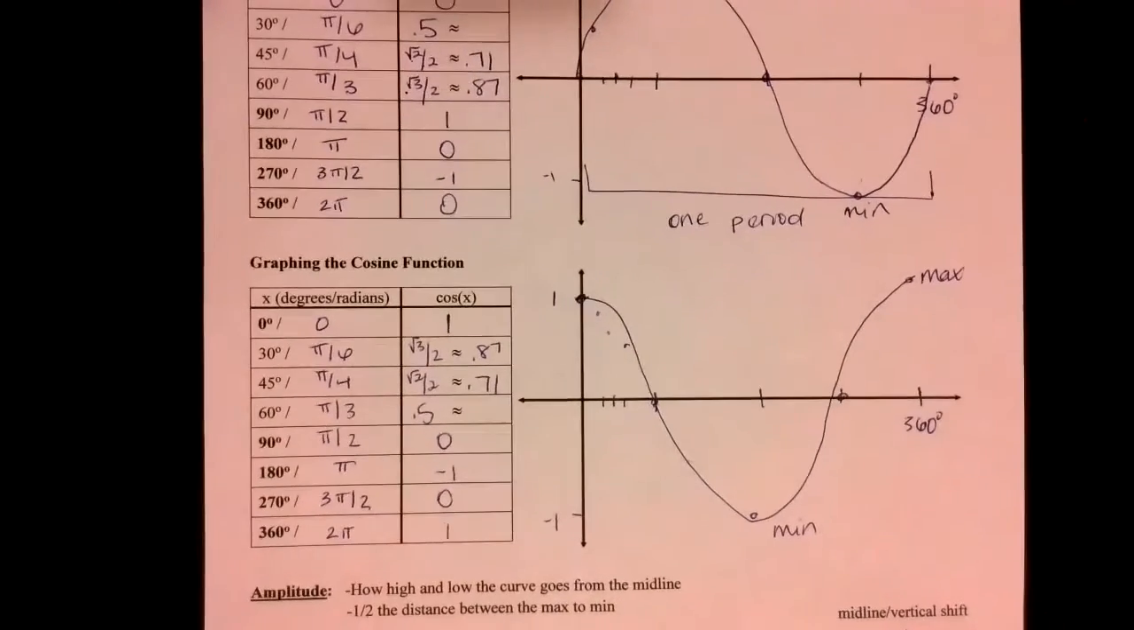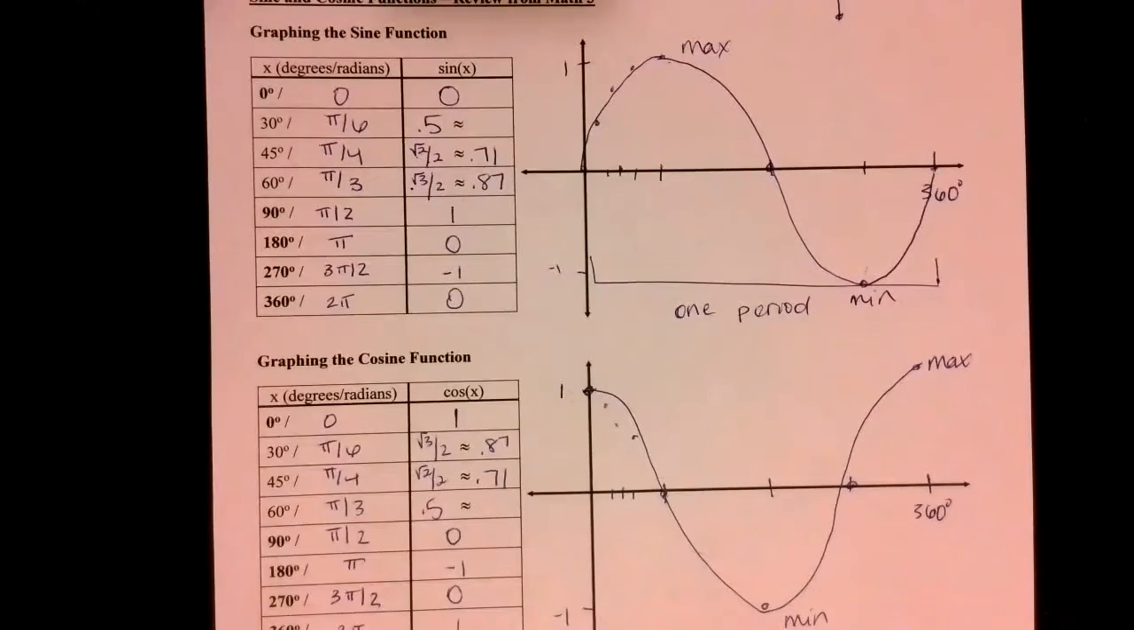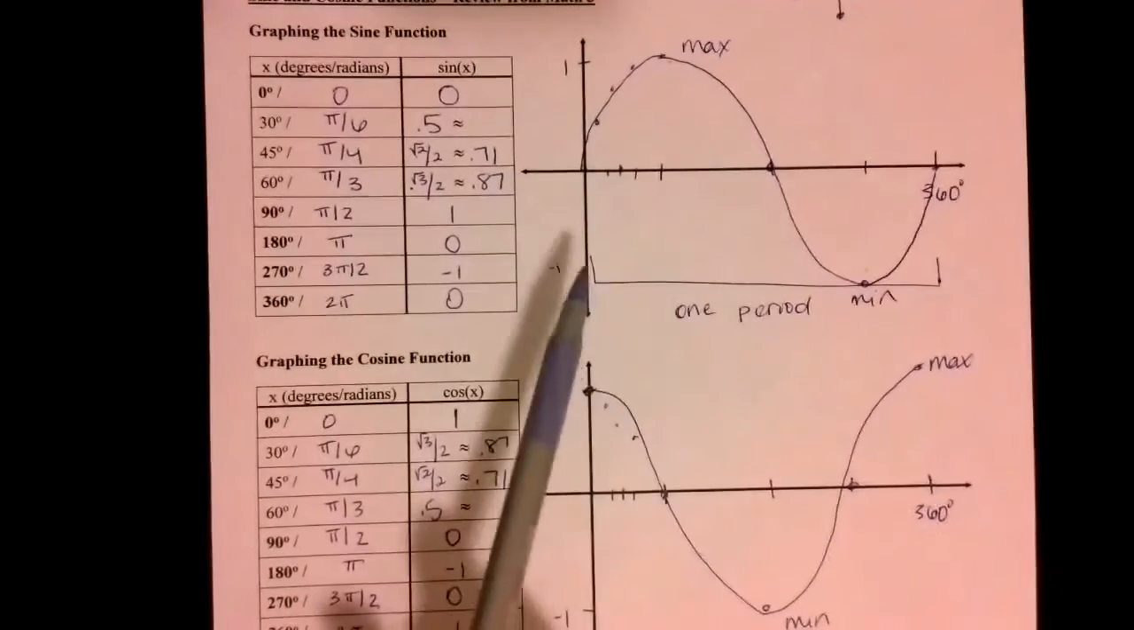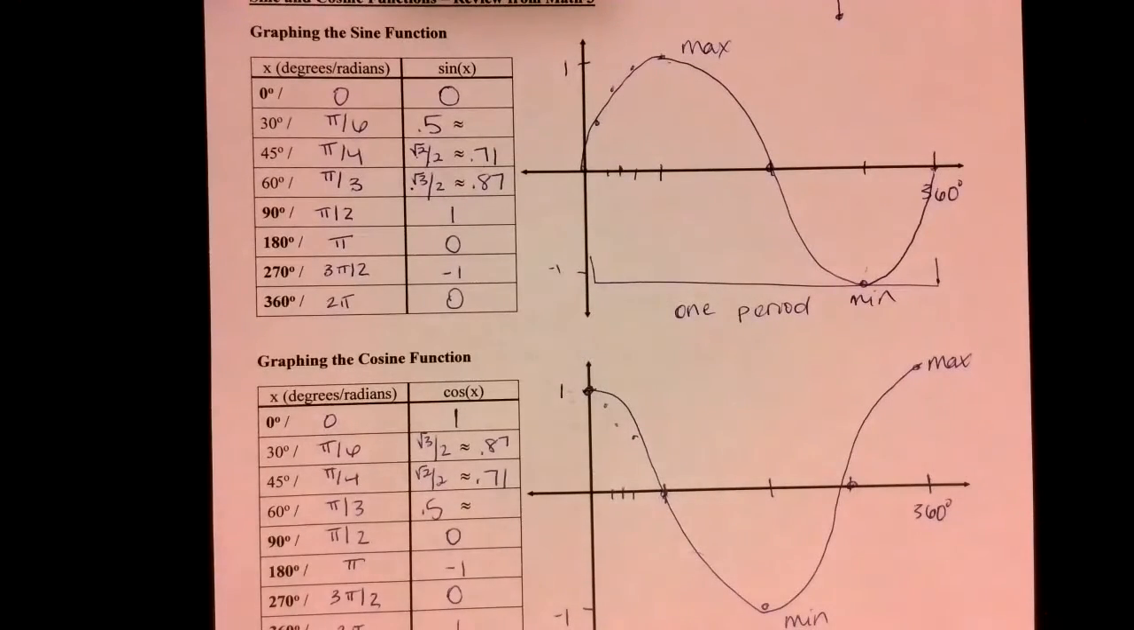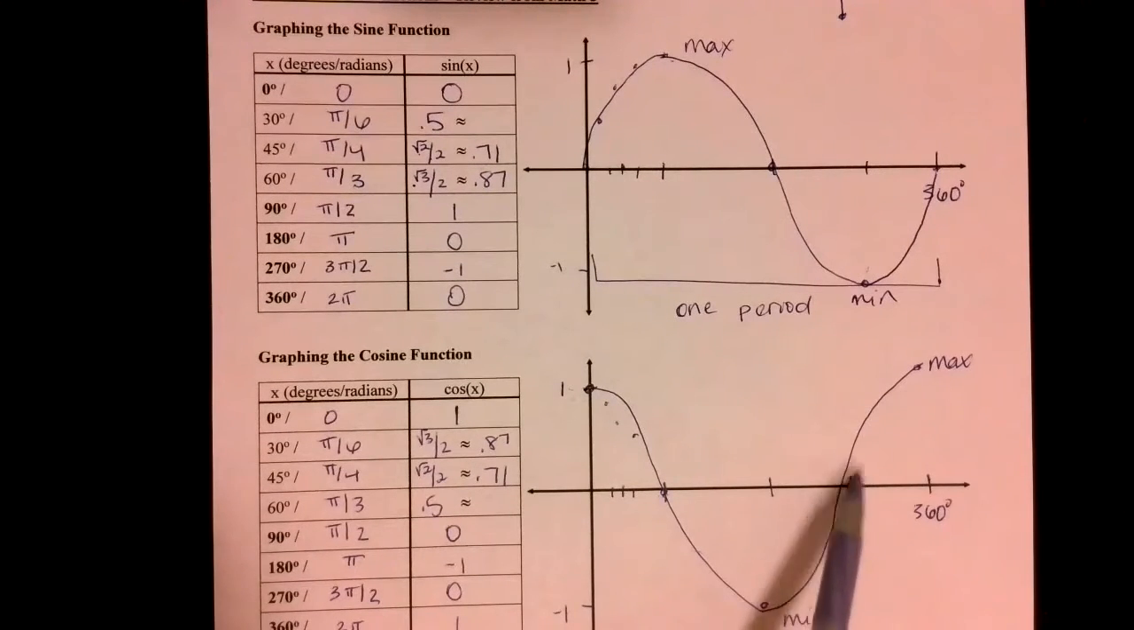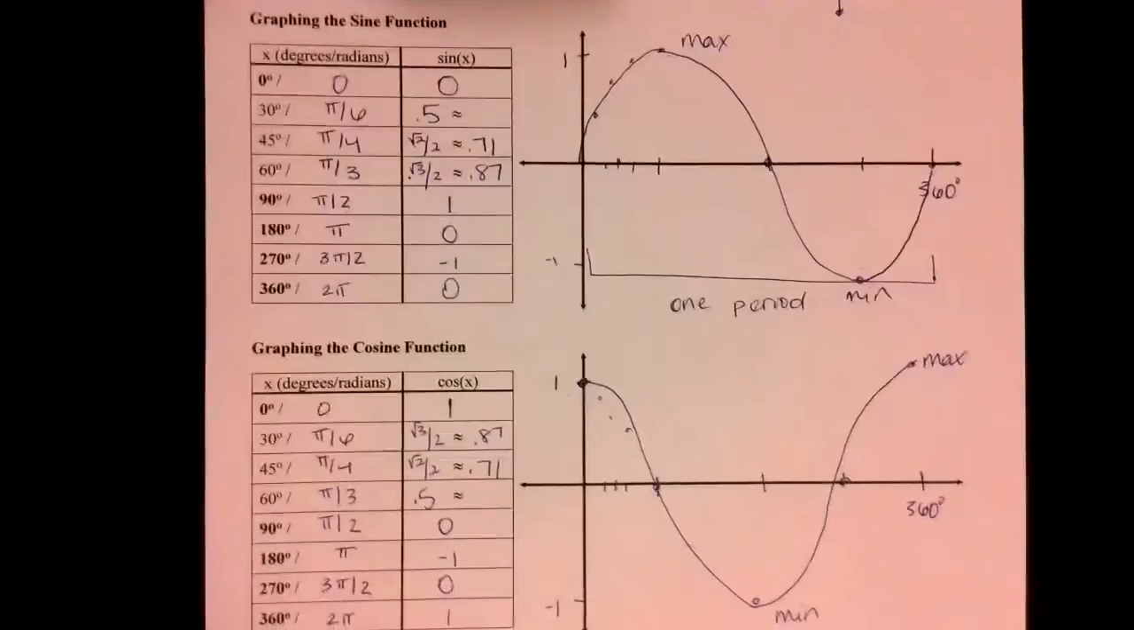And the parent graphs, at least for sine and cosine, are very similar. The sine graph is just a shift of the cosine graph. If we started here in the cosine graph, we would see a sine. It would go up, back down. Okay.